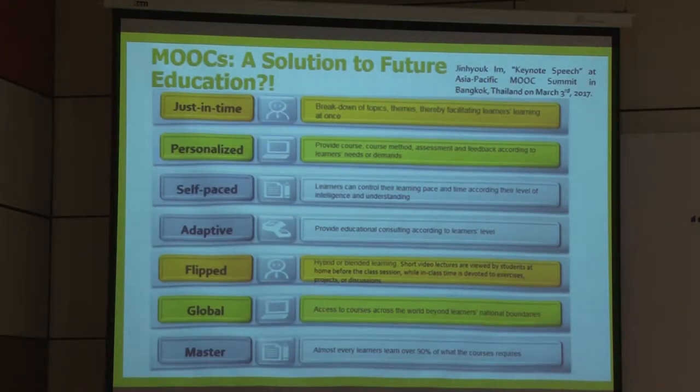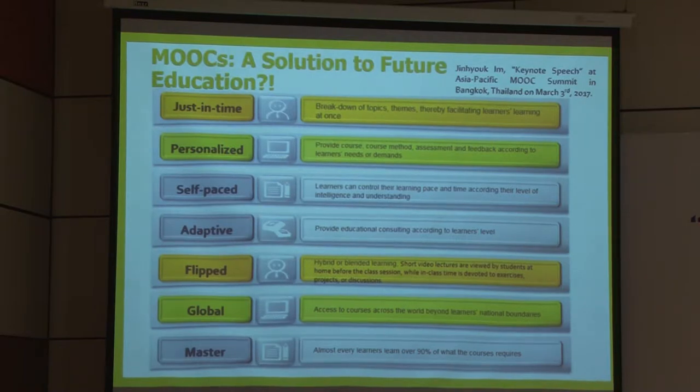So in order to have some kind of soft skills, interpersonal skills, and also in order to achieve the future education, MOOC can be a possible solution to those questions. Because according to Professor Jin-Yok Im, a professor at POSTECH in Korea, he mentioned 7 points. MOOC provides just-in-time learning.